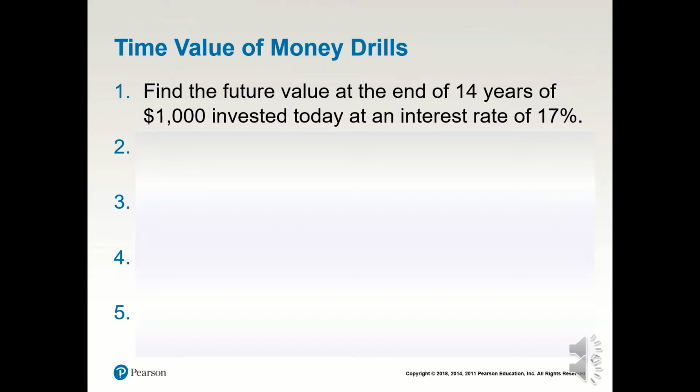The first time value of money problem is: find the future value at the end of 14 years of $1,000 invested today at an interest rate of 17%. Identify the missing element and calculate the answer. Pause the video to do that.